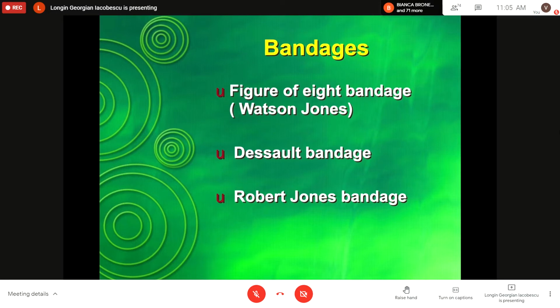So the figure of 8 bandage is used for clavicular fracture, but in the middle third of the clavicle, which is the most common use of this type of bandage. The Dessau bandage, for instance, we can use for an undisplaced clavicular fracture, but be very careful, undisplaced, where we want just to immobilize the upper limb. But usually the Dessau bandage is used for the proximal part of the humerus, or for some other types of lesions. Do you have in mind another pathology?